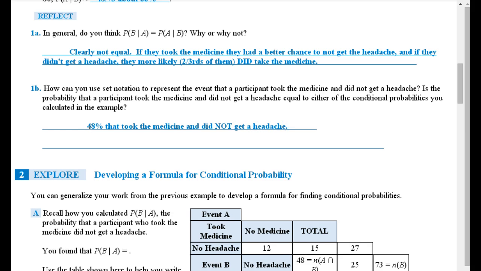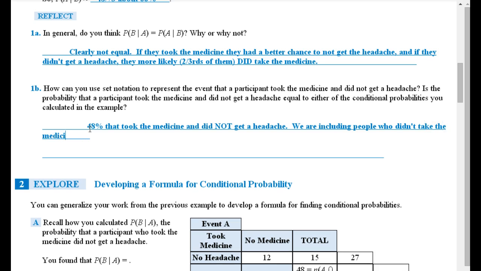So now the question would be, why would it be different, right? Why is it different? Well, because we are including people who didn't take the medicine, or basically removing the conditions. So that's what's going on there.